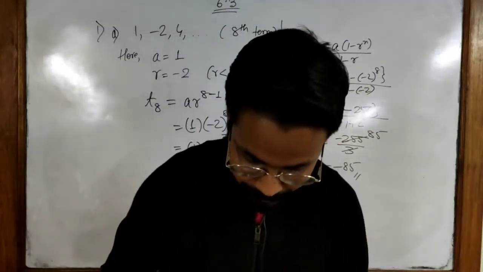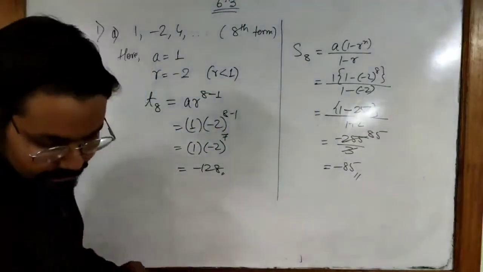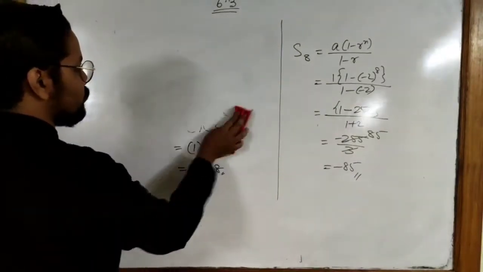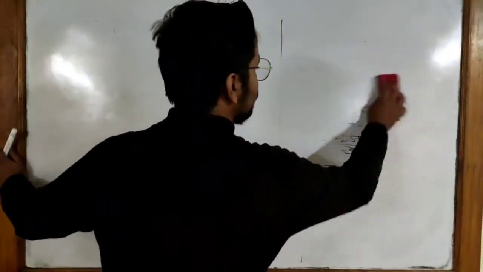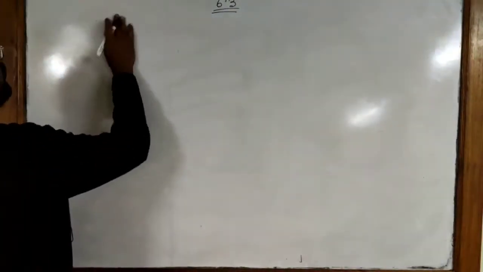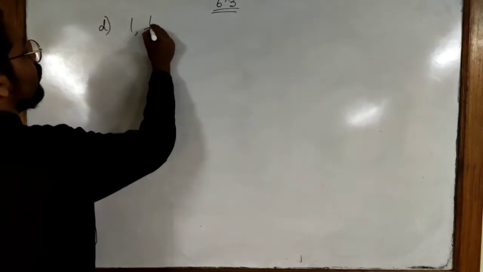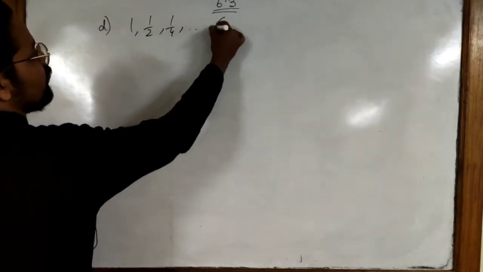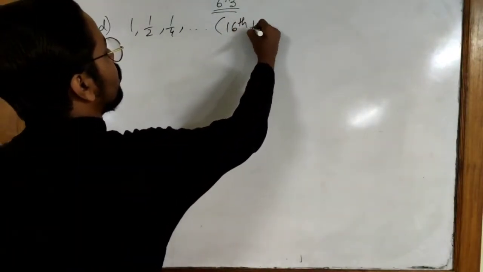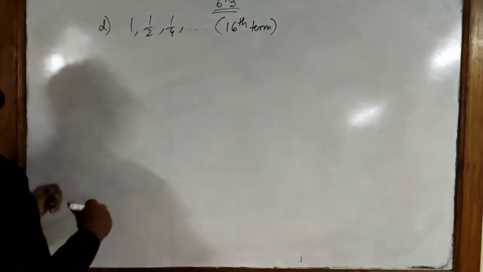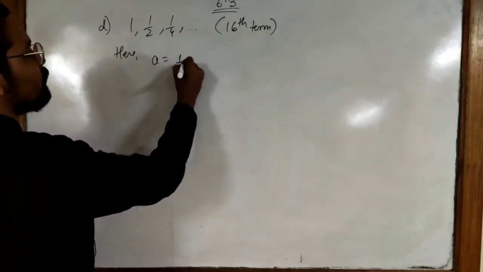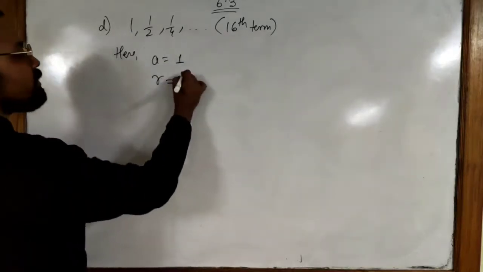Let's try question number D. It is 1, 1 by 2, 1 by 4. In question D, the given sequence is 1, half, 1/4, and we have to find up to the 16th term. Here we have a equal to 1 and r equal to half.